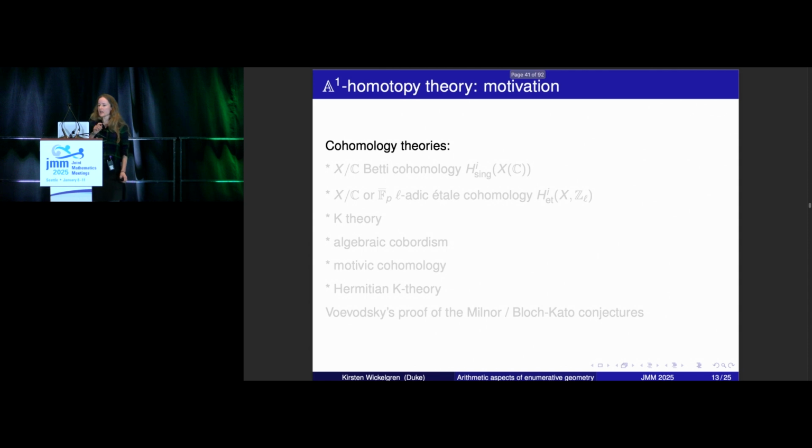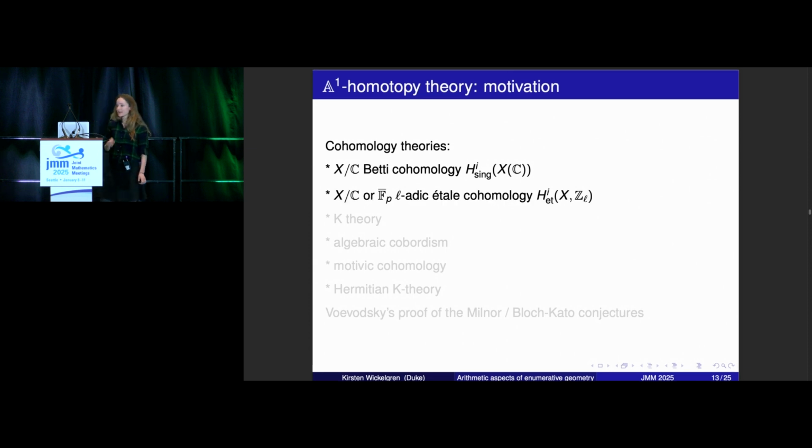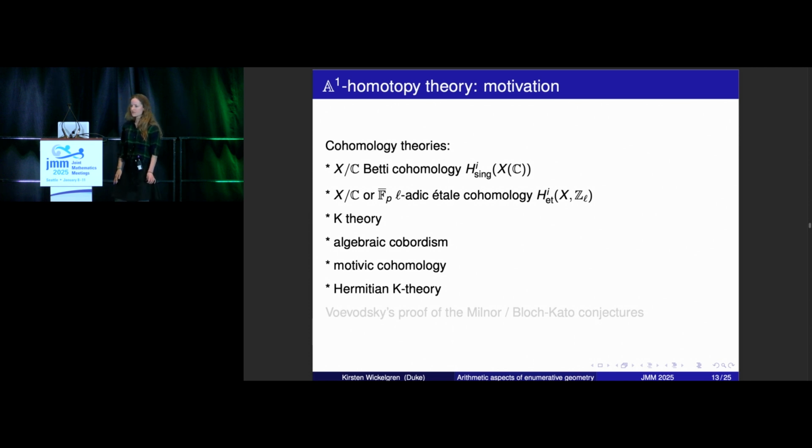So why would we want to do this? The A1 homotopy theory is a natural place where a lot of cohomology theories that did great things for many branches of math live. So we have the Betti cohomology of the complex points of a variety over K when it's a subfield. And we can take L-adic cohomology, like say over an algebraically closed field, and then it gets this Galois action. We have K-theory and algebraic cobordism and motivic cohomology. We can add forms to K-theory, and all of these cohomology theories live in the stable A1 homotopy category.